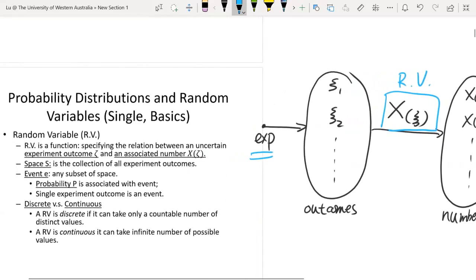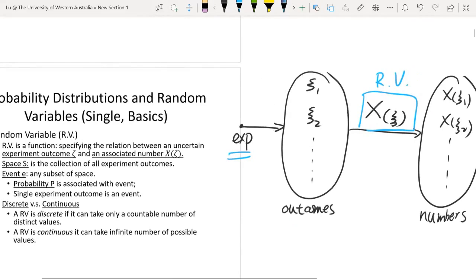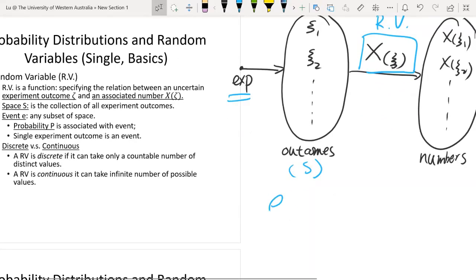The next concept is about space S. Space S is defined to be the collection of all experiment outcomes. So in our graph, the space S is given here, which contains all the possible outcomes from that experiment. E1 to E is defined as a subset of the space. So again, let's make one example. E1 equals the set which contains zeta 1 only.